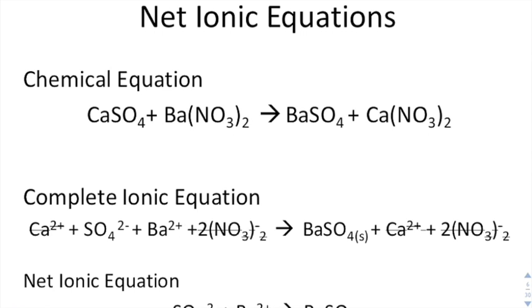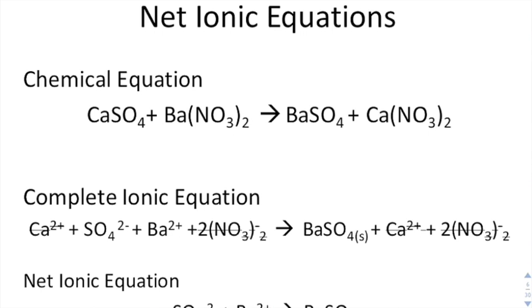If you were to look at it as a complete ionic equation, you write it in terms of ions instead of in terms of the salt. So instead of calcium sulfate, you write calcium ions and sulfate ions. Instead of barium nitrate, you write barium ions and nitrate ions. You can see that right there. So the complete ionic equation is everything that's there.